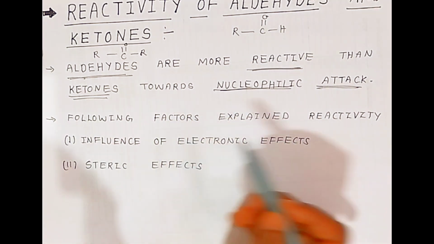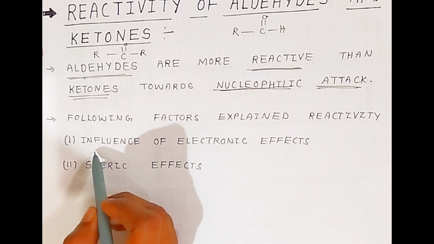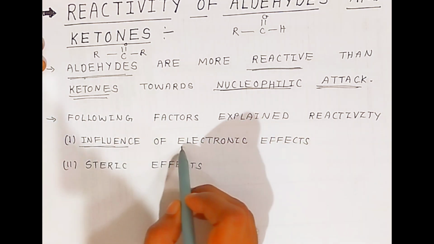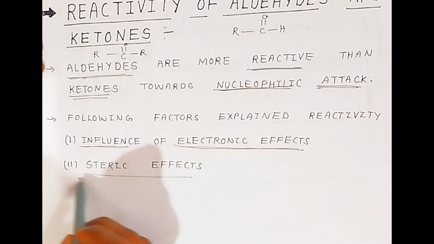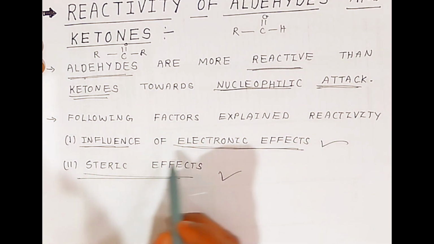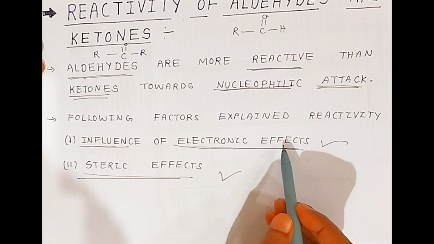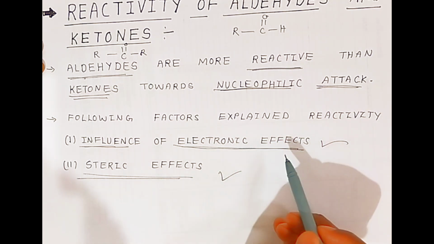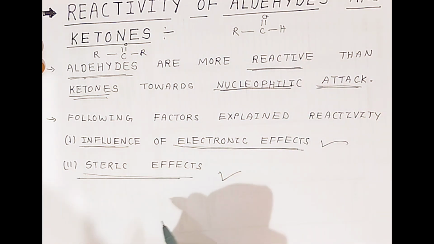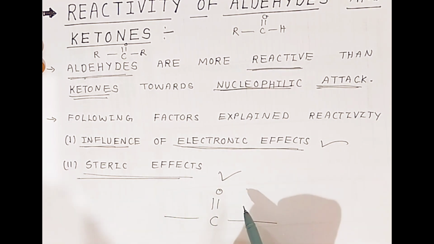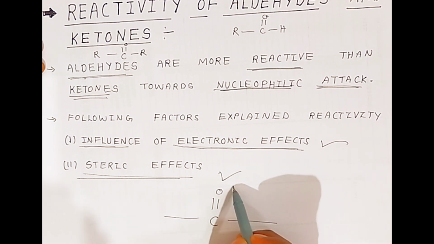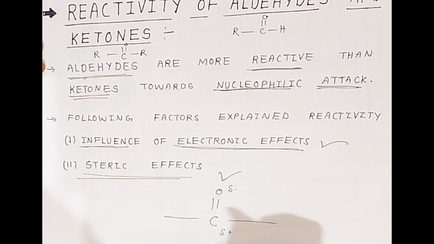Now, which are the factors responsible for the reactivity, students? The first factor is the influence of the electronic effect, and the second is the steric effect. Here two effects are there. First is the electronic effect, the electrons present at carbon and oxygen, and second is the steric effect. So this is the carbonyl, with a partial negative charge on oxygen and a partial positive charge on carbon.